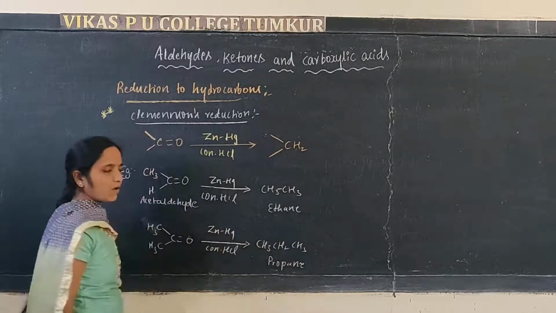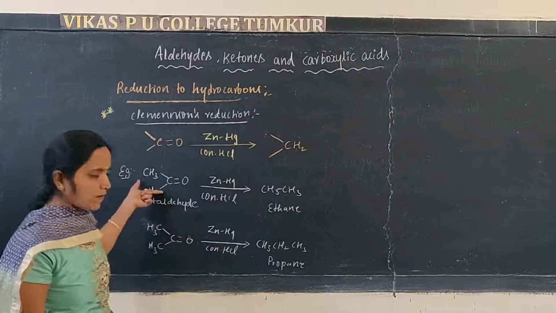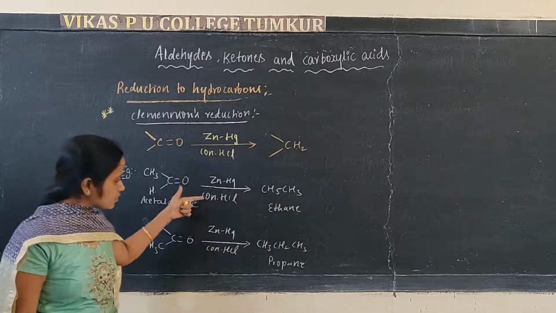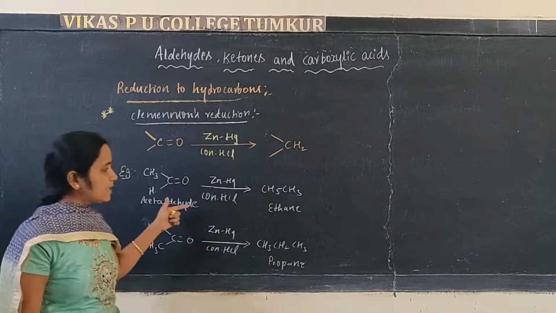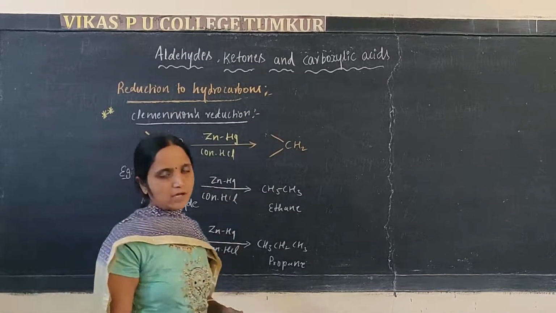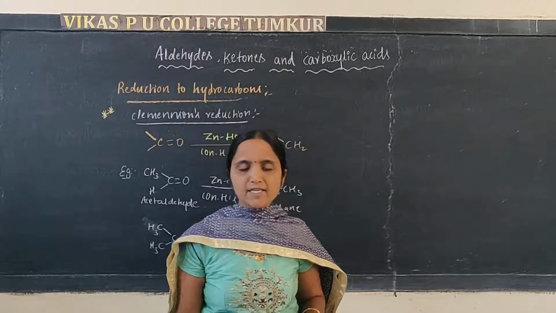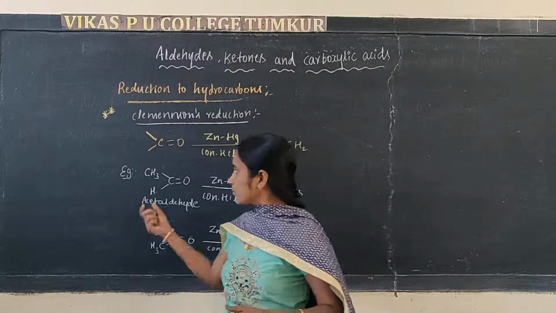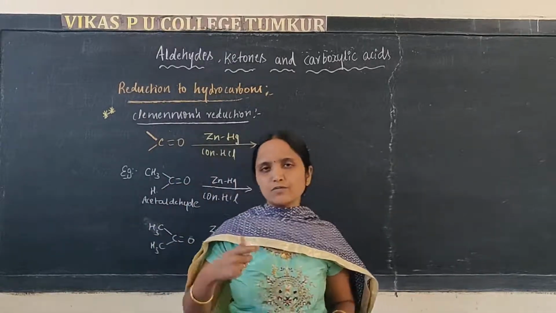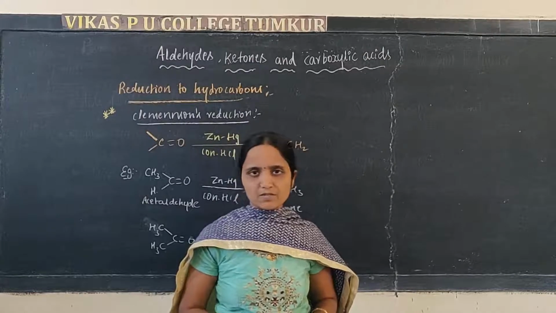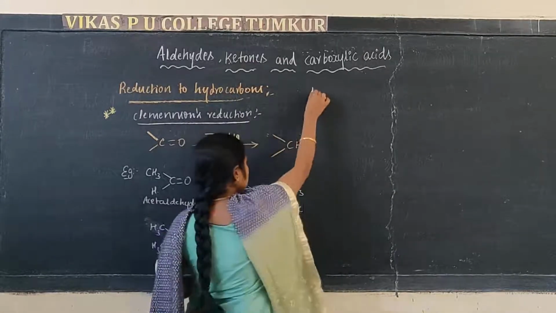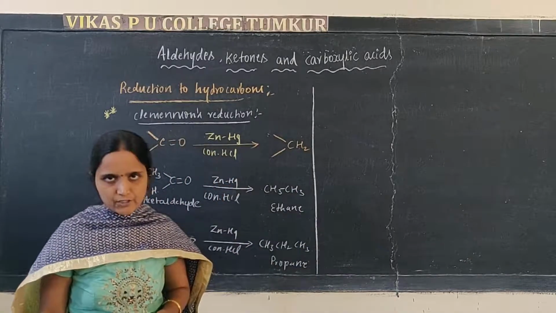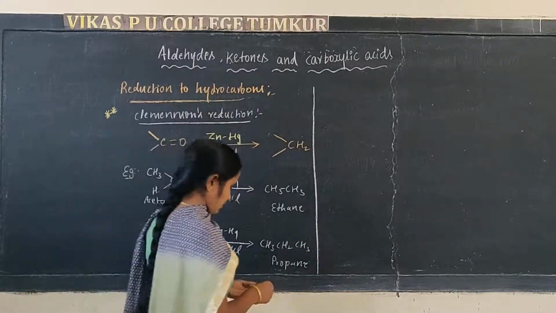Now, either aldehydes or ketones react with zinc amalgam in the presence of concentrated HCl, and then get reduced into the respective hydrocarbons. This reaction we call the Clemmensen reduction. In this, the carbonyl group gets reduced into a CH2 group. Then we will discuss another reaction, called the Wolff-Kishner reduction.